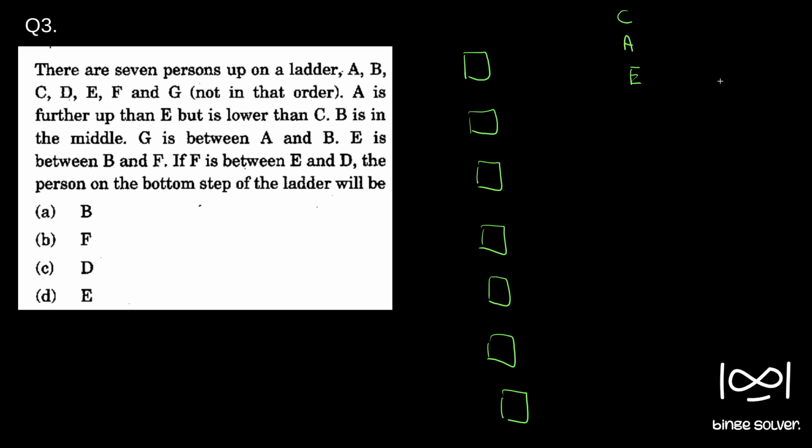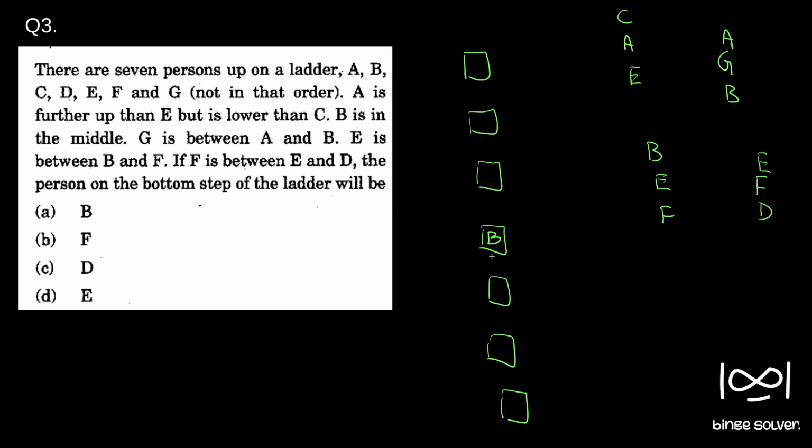Then it is also given B is in the middle, so we can fill in B as the middle person. Then it is given G is between A and B. Then E is between B and F, so B, E, F. Then F is between E and D. Okay, these are the information given.